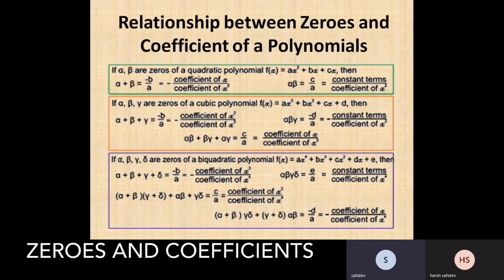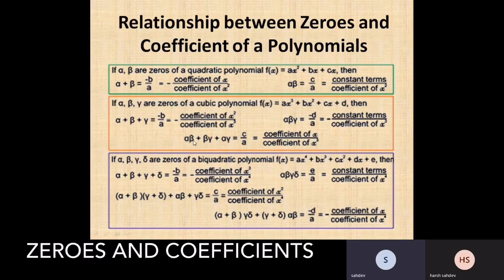Next, if alpha, beta, gamma, and this will be theta, are zeros of biquadratic polynomials, then how will you find that? This is actually not a part of your syllabus right now, but still you should have brief knowledge about this, just for knowledge's sake. The sum of roots will be minus b upon a, the coefficient of x cube upon the coefficient of x to the power 4. I'll teach you how you can find this for any equation. The product of roots will be e upon a, that is the constant upon the coefficient of x to the power 4.